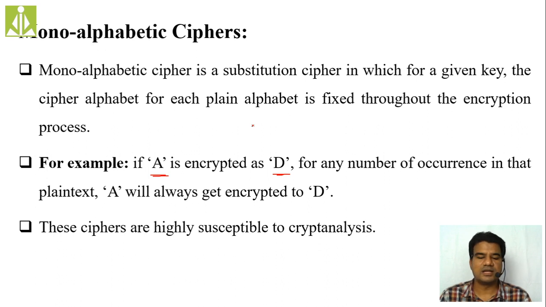So that is the reason why, if you read the last point, these types of ciphers, monoalphabetic ciphers, are highly susceptible to cryptanalysis. Susceptible in the sense of easily crackable, easily disclosable.